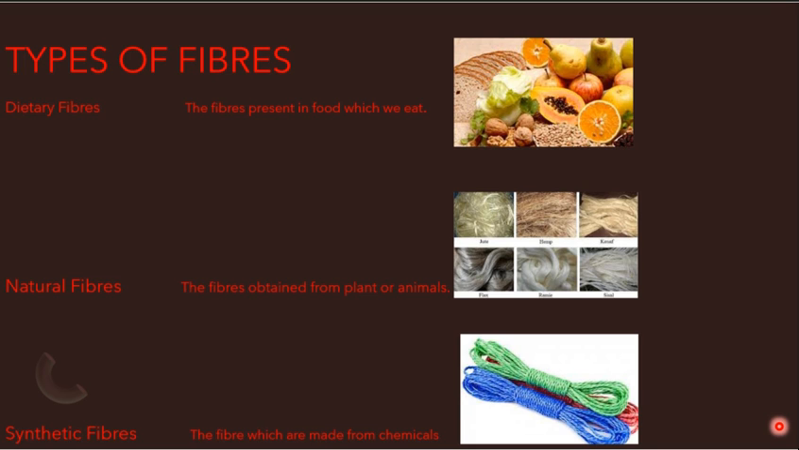Synthetic fiber. The fibers which are made from chemicals are known as synthetic fibers. They are also called man-made fibers. Examples: nylon, rayon, terylene, etc.